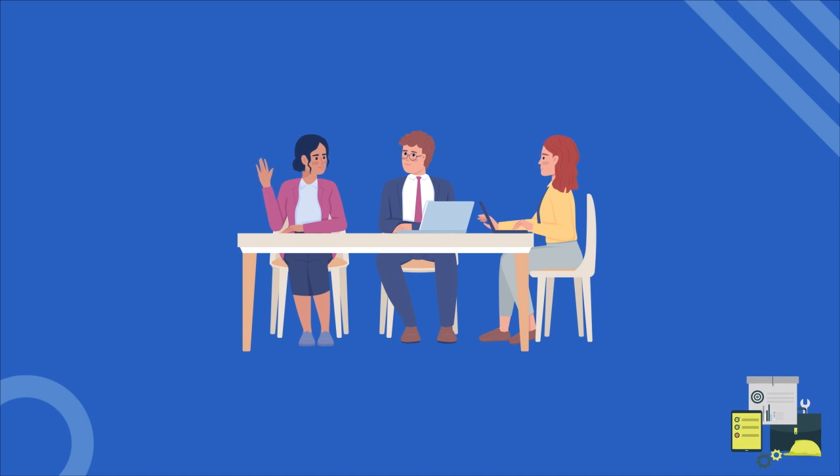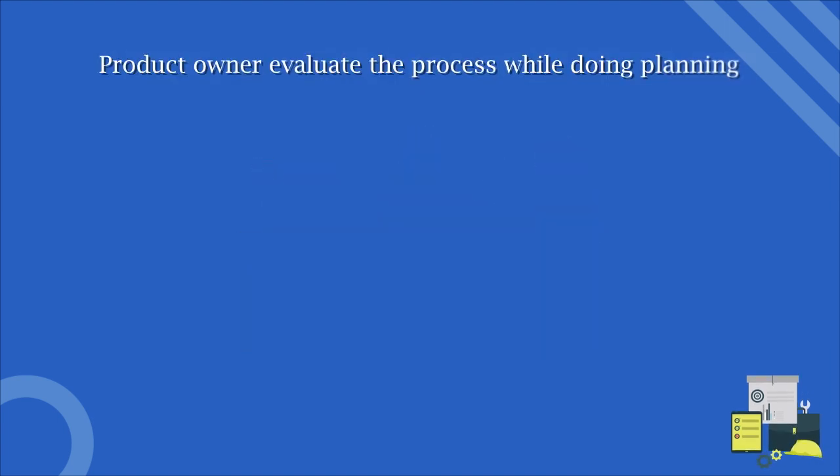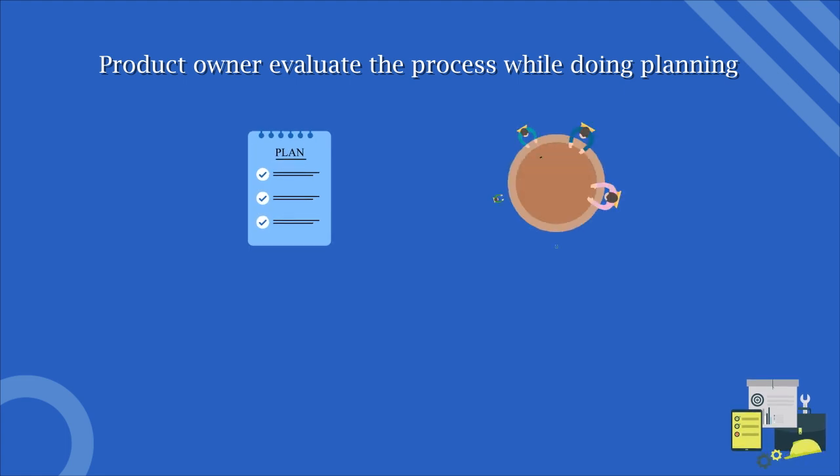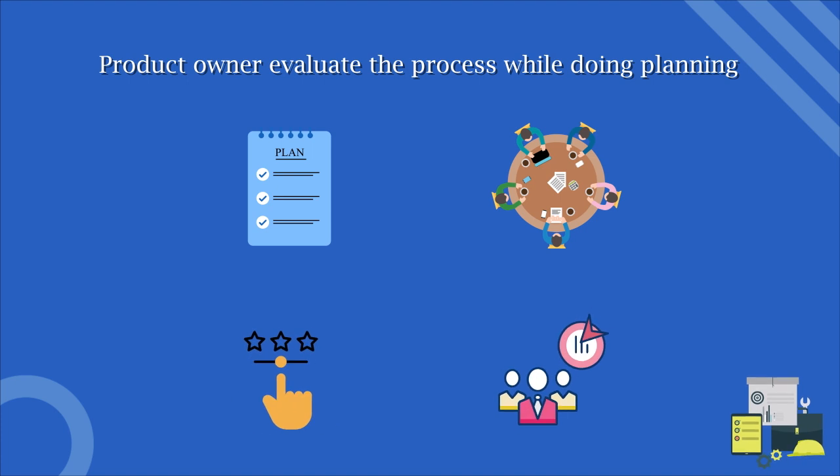Once PBIs are defined, the product owner sits with all team members, front-end and back-end developers, QA, etc., and defines the efforts and estimates, or assigns points to the story or task. The product owner evaluates the process through sprint planning, the daily scrum meeting and artifact updates, the sprint review, and the sprint retrospective. Let's talk about each process in detail.